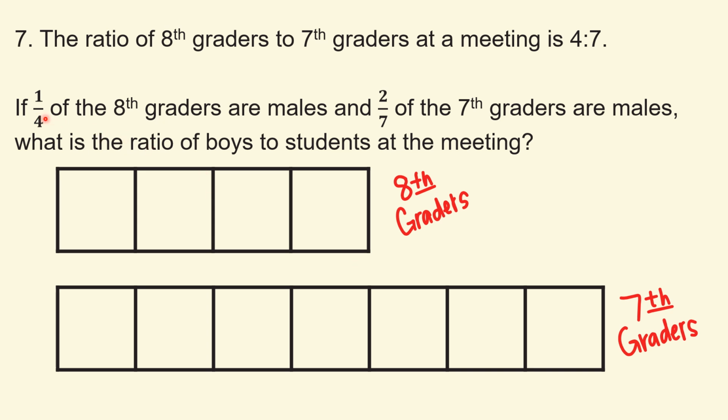Looking at this first sentence here, 1/4 of the 8th graders are males, okay, and 2/7 of the 7th graders are males, okay. We'll worry about this second part of the question in just a second, but let's shade in our little bar models to correspond to the males. 1/4 of the 8th graders are males, so we're going to shade in 1 out of the 4 squares. We also said that 2/7 of the 7th graders are males. All right, so here's our 7 boxes. We're going to shade in 2 of them.